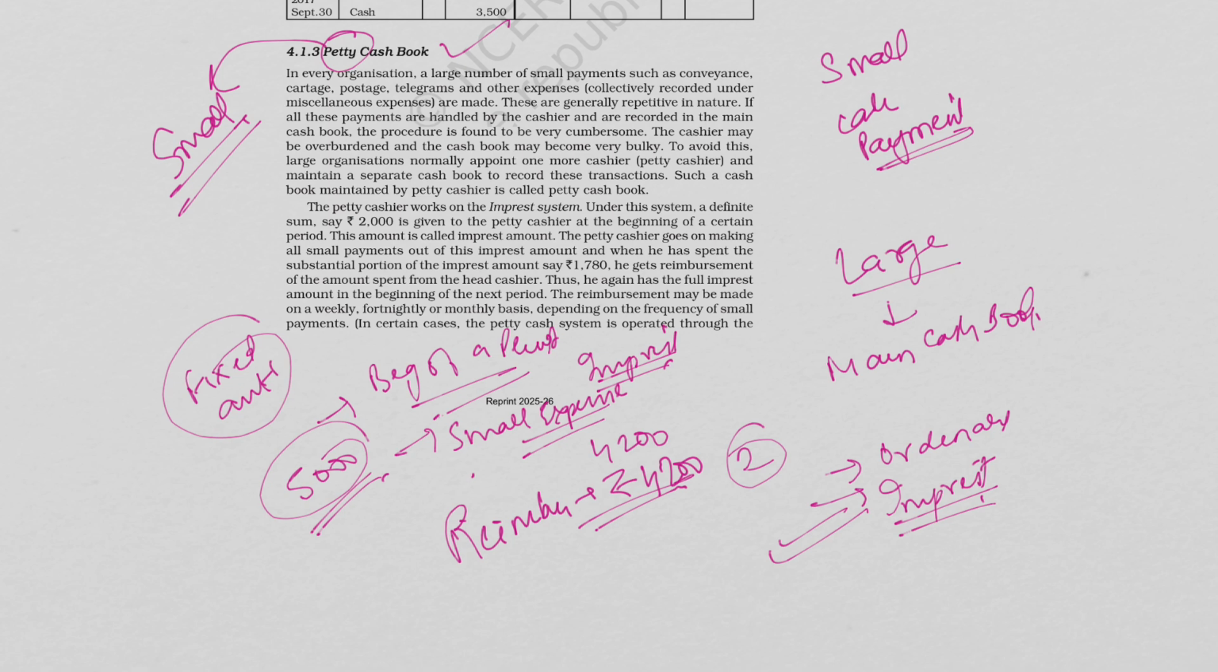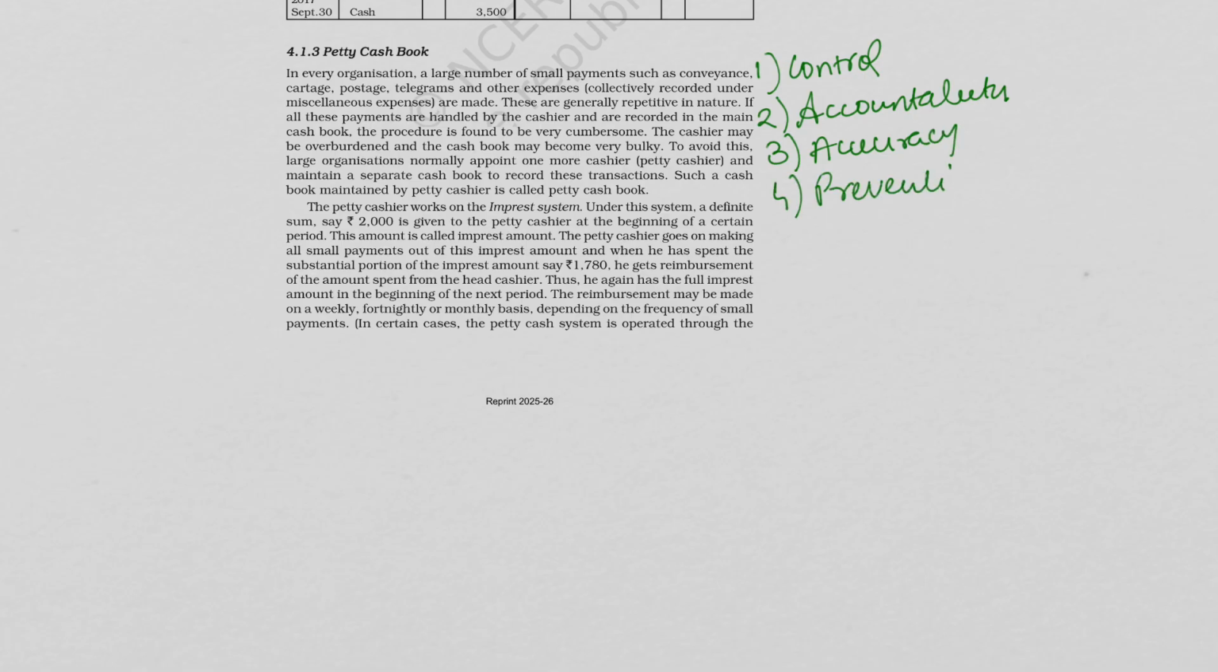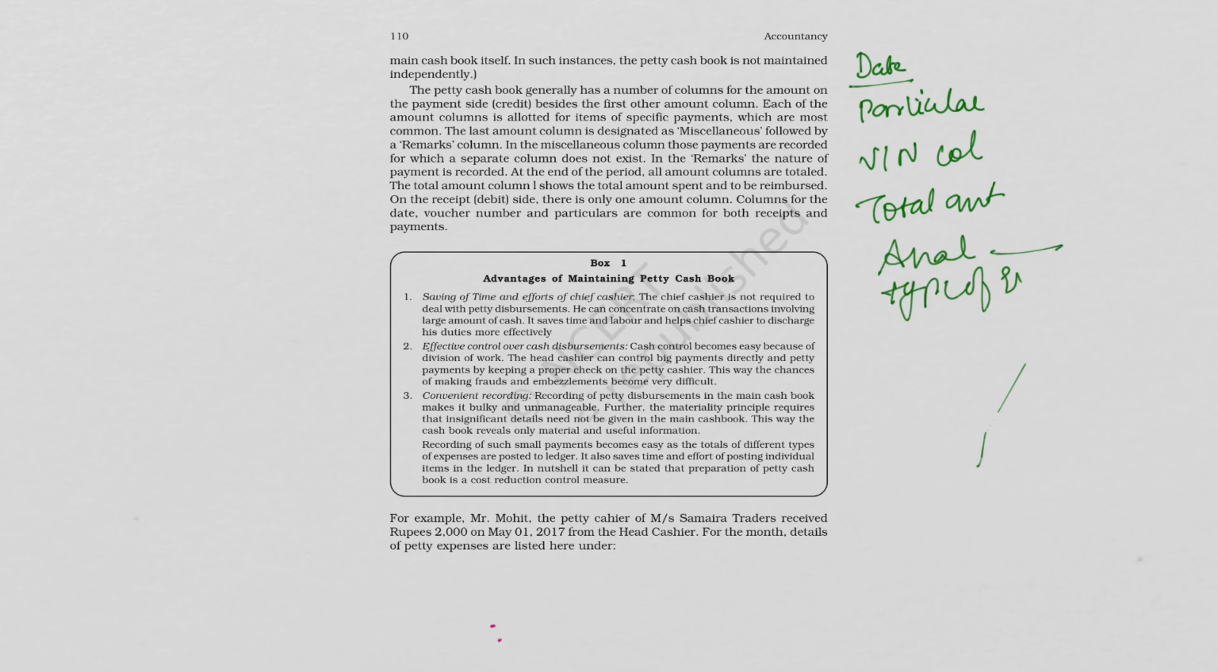This system basically ensures control, accountability, accuracy, and prevention of fraud. Now let us understand the format of the petty cash book. It has a date column, a particulars column, a voucher number column, a total amount column, as well as analysis columns for different types of expenses.